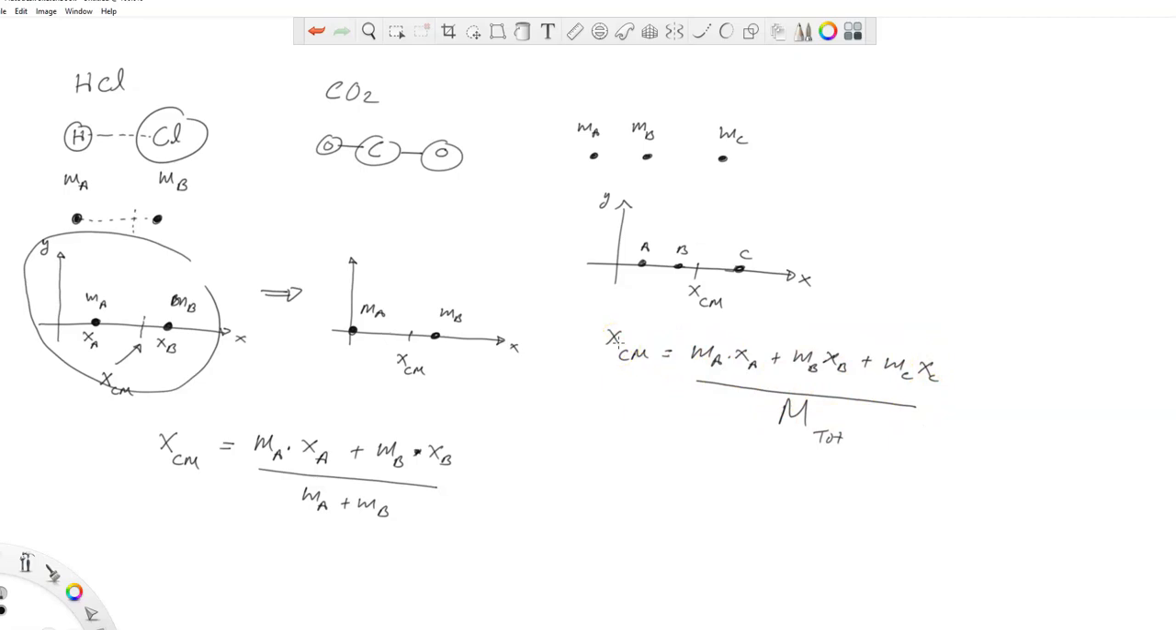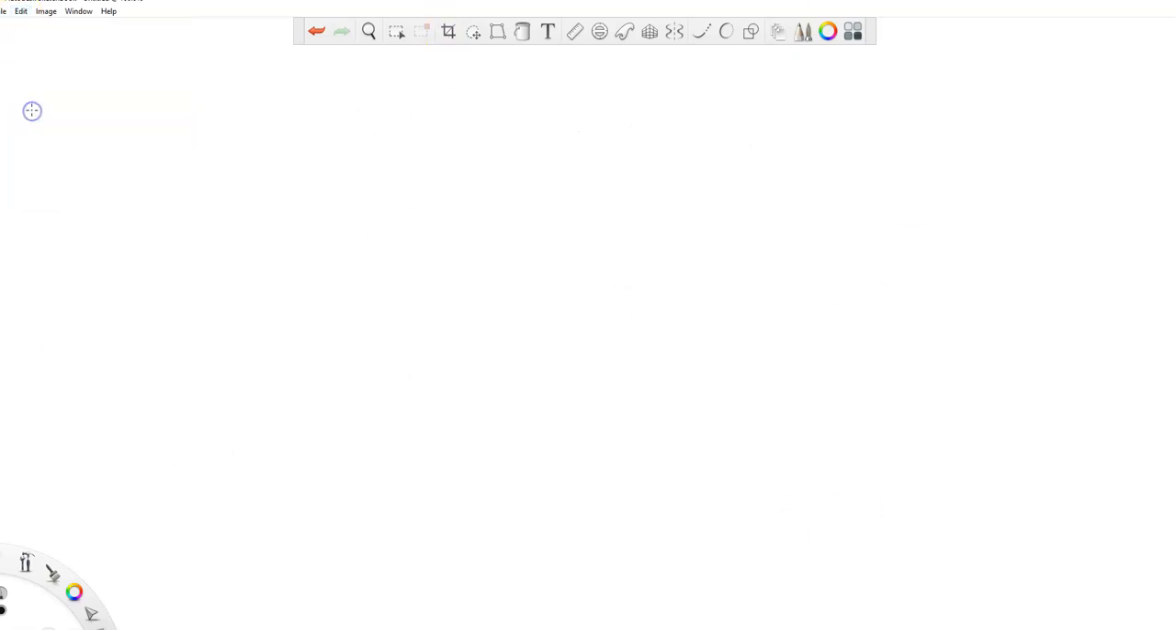Okay, so let's try an example. Alright, let me erase all this and let me write down the equation. XCM equals MA XA plus MB XB, plus, if there are more, you can add them, divided by M total. So that's the equation.